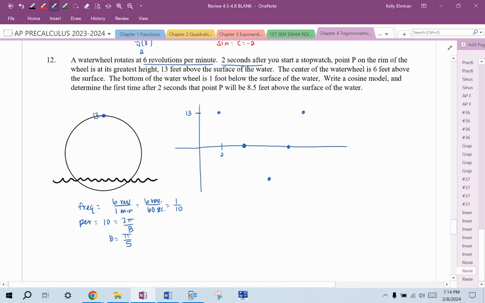Okay, so let's see. The center of the water wheel is 6 feet above the surface. So here's the center of the water wheel at the midline. This is 6 feet. Now be careful though, because this point on the water wheel is going to go below the water as well. The bottom of the water wheel is 1 foot below the surface of the water.